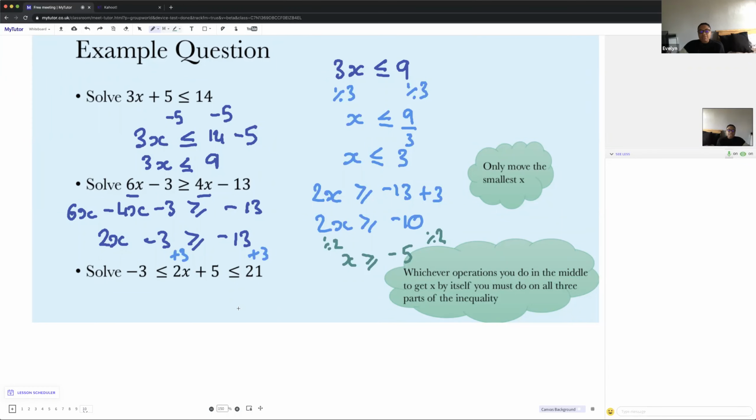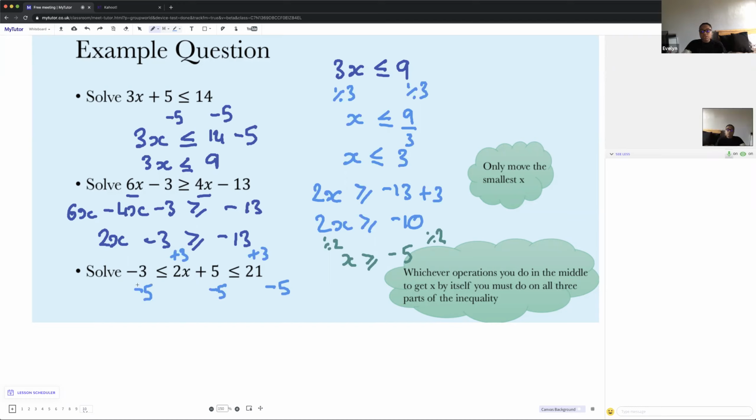What we want to have is just x by itself in the middle, and then we have an inequality that looks quite familiar. So we've gone through a few representing questions on this already. So let's have a look at how we're going to do this. I want to get x by itself. So what I could do is get rid of this 5. I could subtract 5. If I subtract 5 in the middle, I have to subtract 5 on the right-hand side, and I have to subtract 5 on the left-hand side.